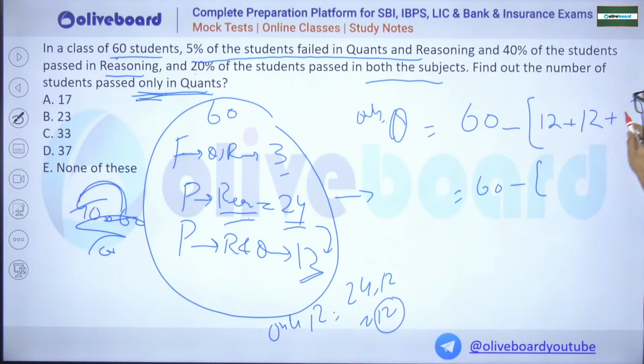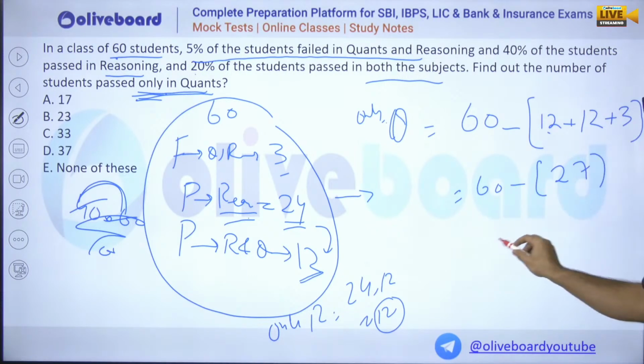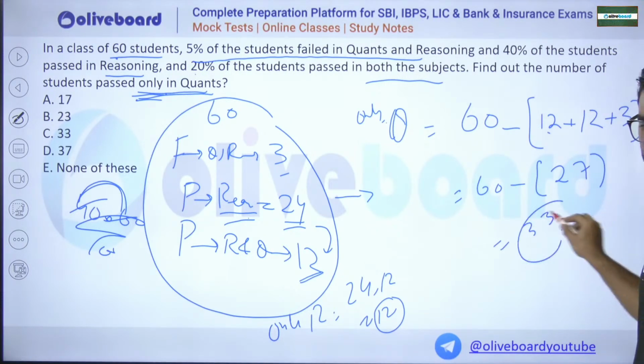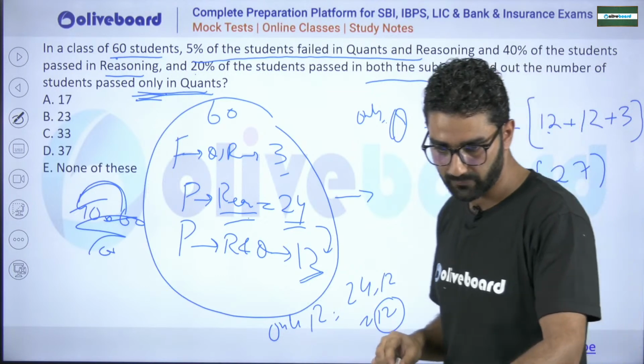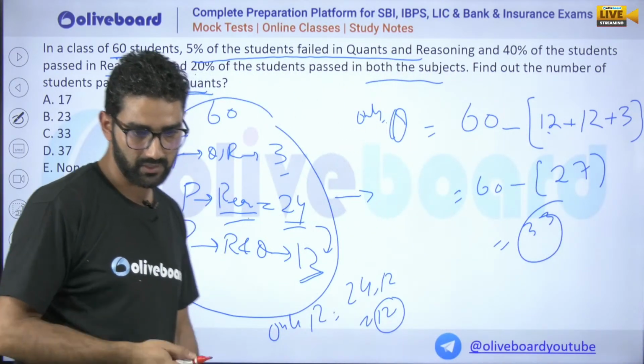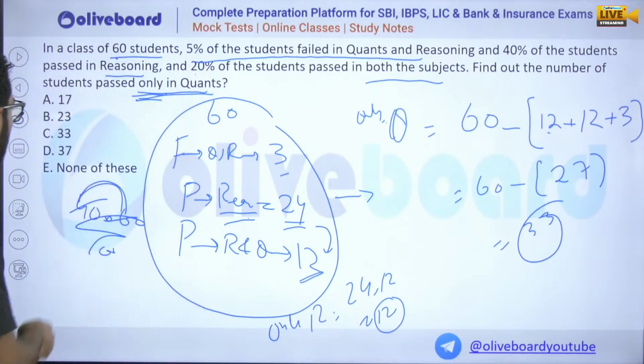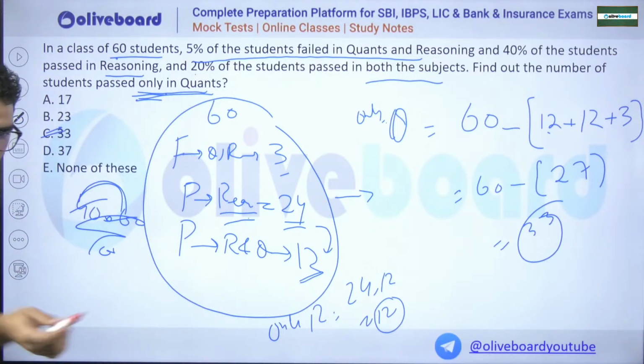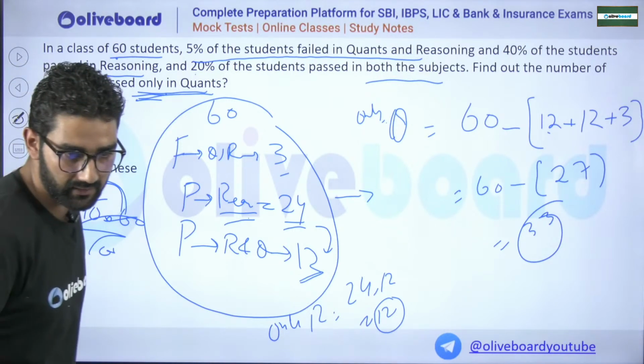Those students who failed, we have to subtract that part also: 12, 12, 3, that is 27, and 60 minus 27 will be 33, the correct option. Yes, 24 includes 12. Yes, that's good. 60 minus 27, that will be 33. That will be option number C, the correct option. Good. Now it's clear, Diya.